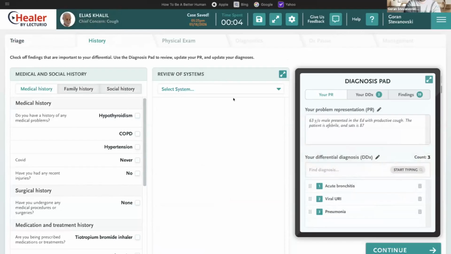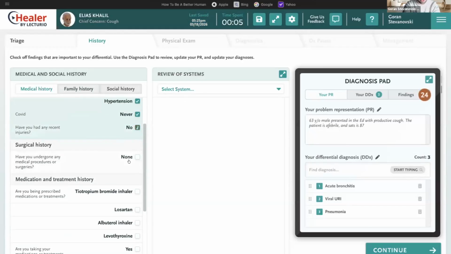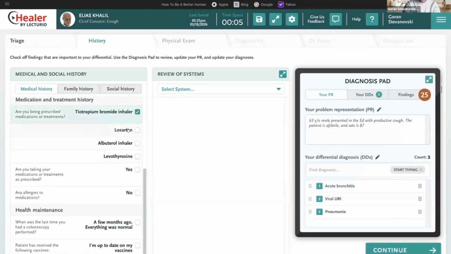Now, within the history, we're going to start learning more, and then we will start changing our problem representation in our differential. So we see that he has hypothyroidism. Something very important: he has COPD, which we're just learning about. He has hypertension, never had COVID, no recent injuries, and these are the medicines that he's taking. So we see he's on albuterol inhaler. He is on levothyroxine, losartan. So he has therapy for these diseases that he has, and he is taking the treatment as prescribed.